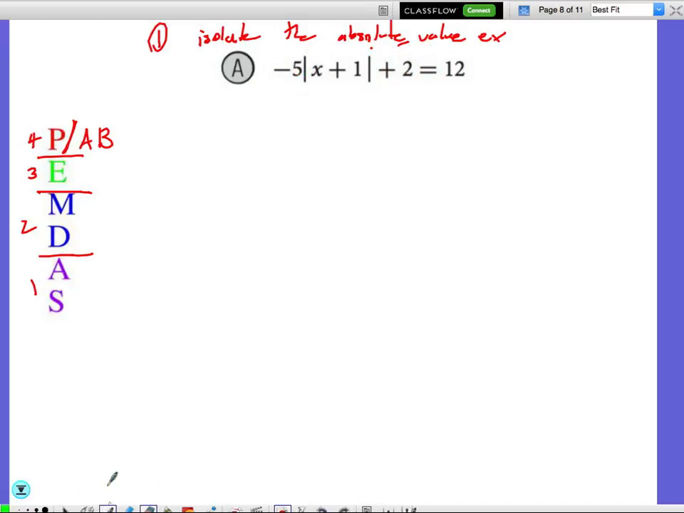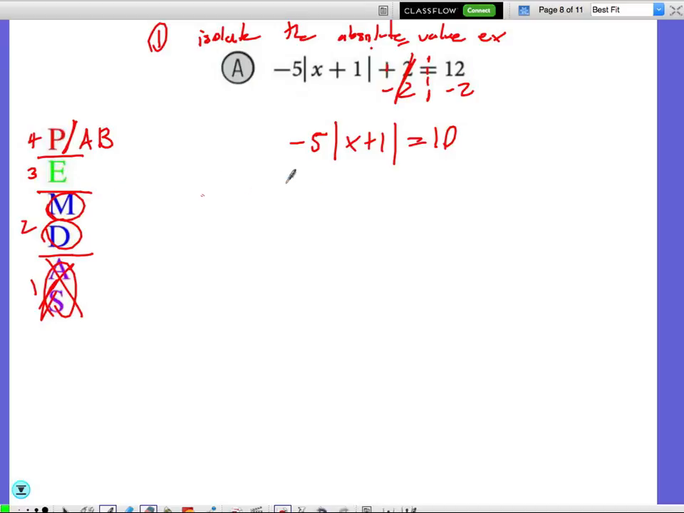So we're going to use reverse PEMDAS for that. We have addition or subtraction. Here we have +2. The opposite, the inverse, is to subtract 2 on both sides. Whatever you do to one side, you have to do to the other. And so we have the -5 times the absolute value of x plus 1. That goes away, and so we have 12 minus 2, which is 10. So we're done with addition or subtraction. Do we have any multiplication or division? Yes.